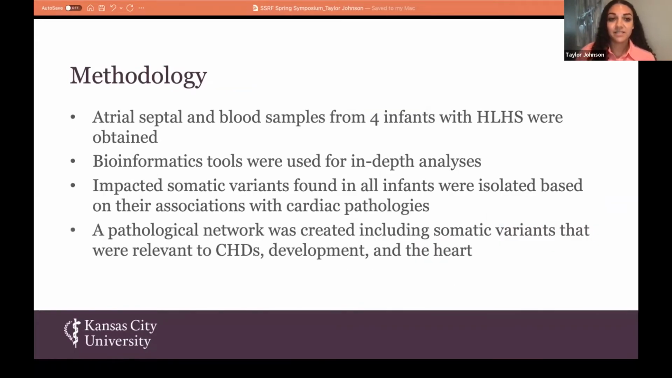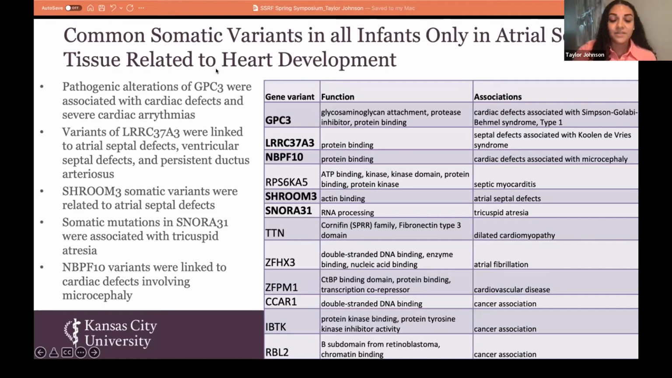So a little bit about my methodology. Atrial septal and blood samples from infants with hypoplastic left heart syndrome were obtained. Using bioinformatic tools, in-depth analyses were performed. From this, in a table I will show on the next slide, we were able to show impacted somatic variants that were found in all infants and were isolated based on their associations with various cardiac pathologies. In addition, we were able to isolate a pathological network that included these somatic variants and was also related to congenital heart defects and development of the heart.